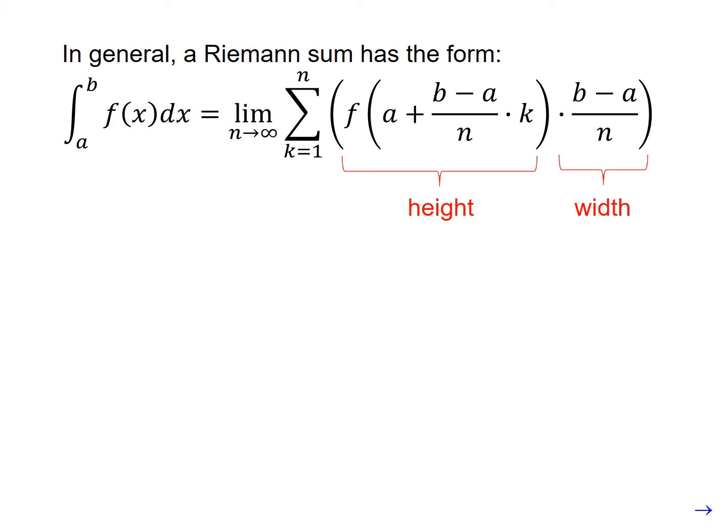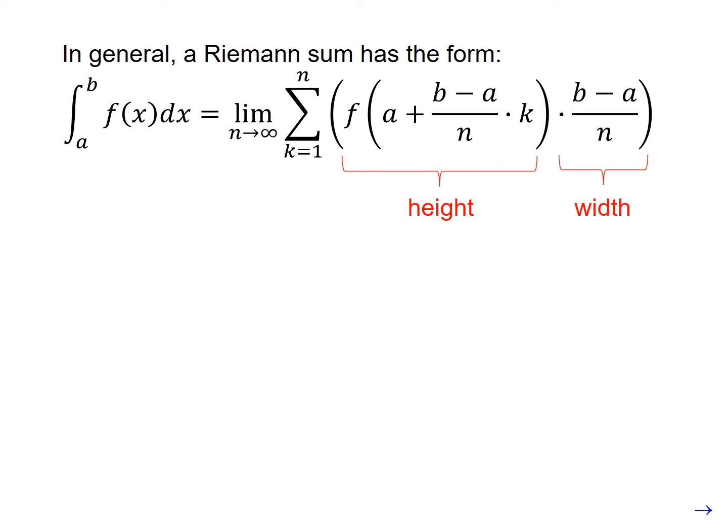Where we had delta x, we have b minus a over n. And that should make sense, because if you take the difference in the endpoints, b minus a, divide by your number of subintervals, that tells you how wide those subintervals are. So that's our delta x. And then on the other side, we have f of a plus b minus a over n times k. Well, again, the b minus a over n is our change in x. A is the initial value, it's that lower limit of integration.